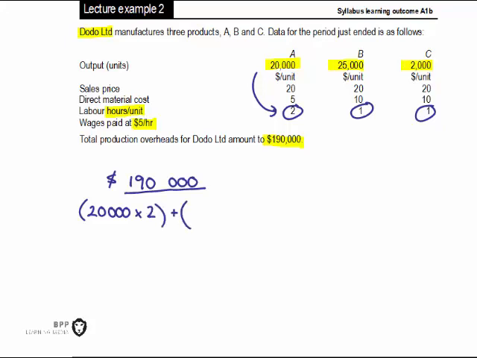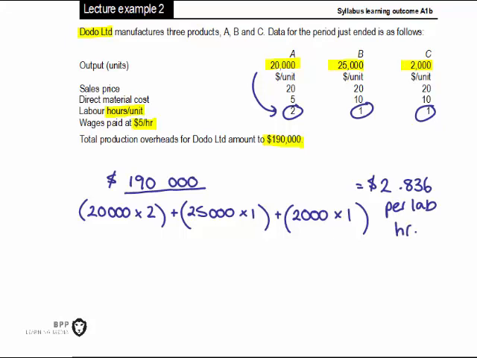We've got 25,000 units of B, and that takes only 1. And we've got 22,000 units of C, and that takes 1. And if we do all that, that comes to 67,000 labour hours. If we work that through, we get to $2.836 per labour hour.